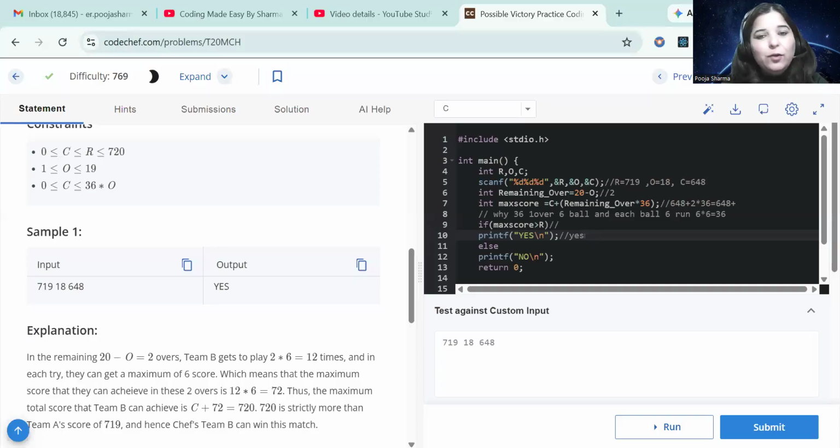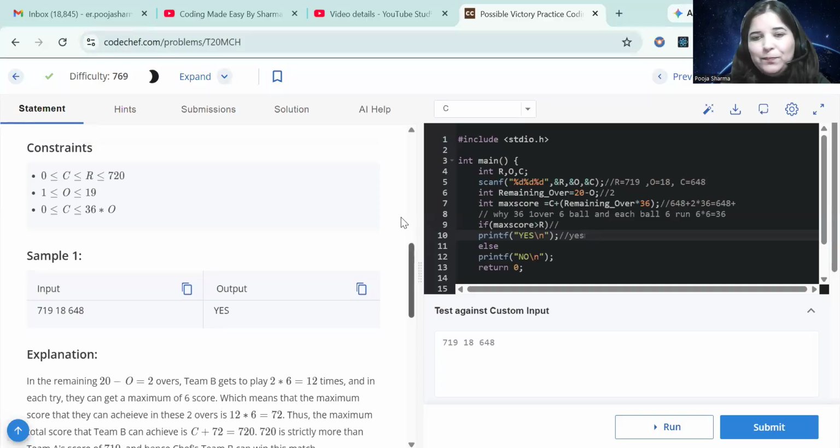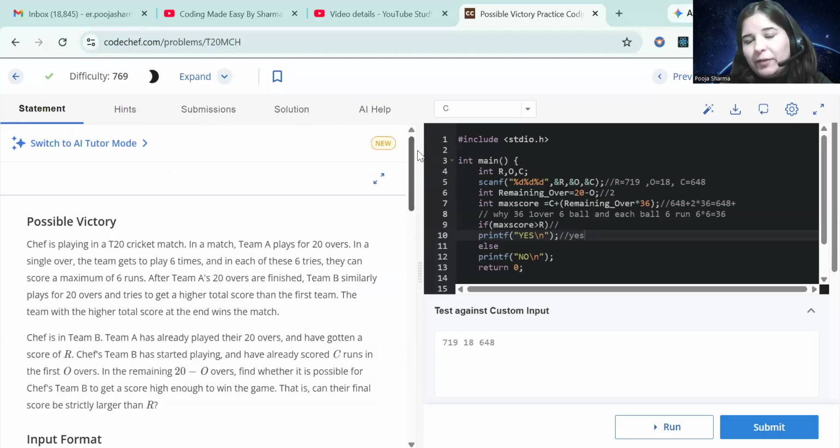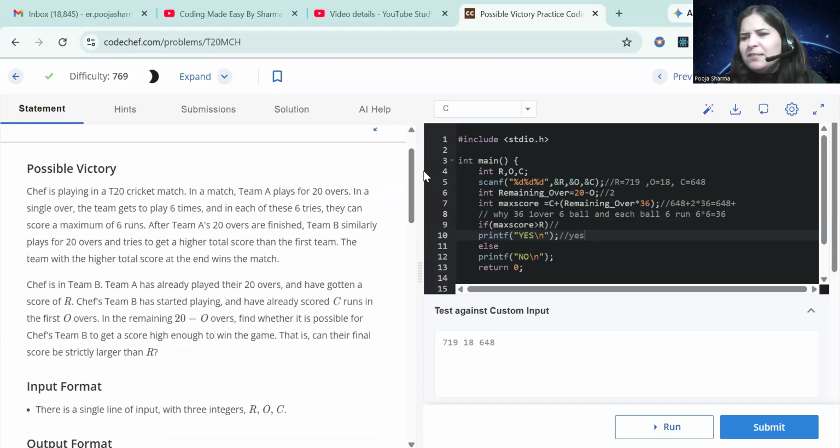So today we are going to talk about another problem, that is Possible Victory. Now, this is a very simple problem. I have already uploaded the detailed description of this problem. Now let's start this problem with a very simple concept. Let's see what we have.